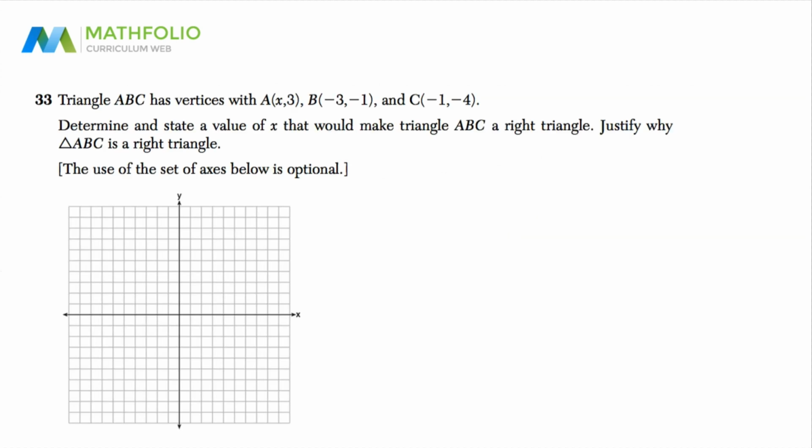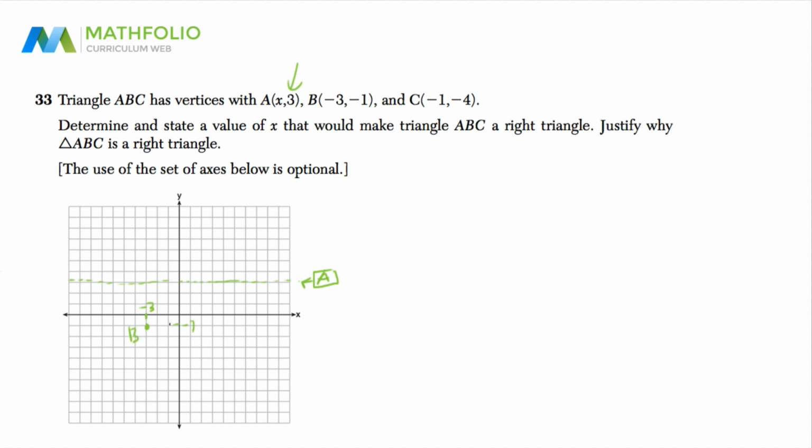Okay, here's question 33. So it says a triangle ABC has these vertices. So this one I'm not so sure about, but I know the y value is 3. So let me just do a dotted line here. So I know that the y value is 3, but A lives somewhere on this line. We're not sure what the x value is. We also know that B is -3, -1. So this is B.